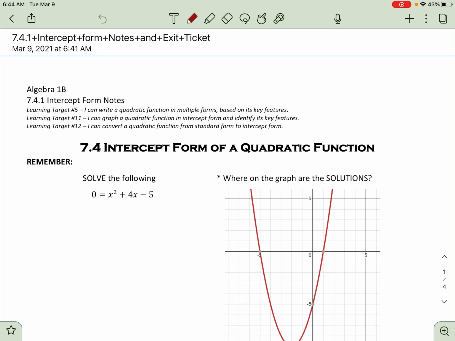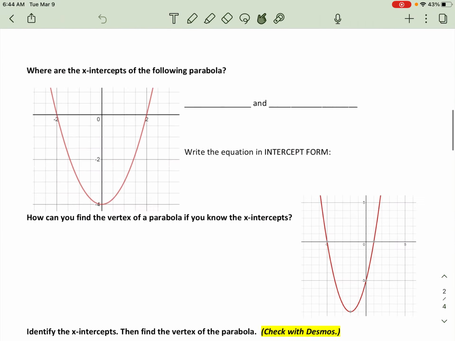So I went ahead and downloaded today's notes, 7.4, intercept form of quadratic function. We're going to talk about these notes, and then at the bottom you'll have a practice assignment.